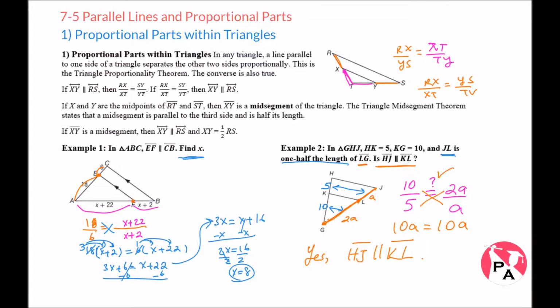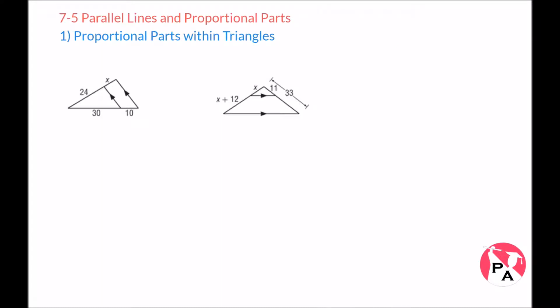Let me go over what I did. I wrote the given segments on the figure, and then I set up a proportion to see if it's a true statement. The proportion was 10 over 5 equals 2a over a. When we cross multiply, we get 10a equals 10a. So it was a true statement, which means that the triangles are proportional, then the segments are parallel to each other. We have two more examples here.